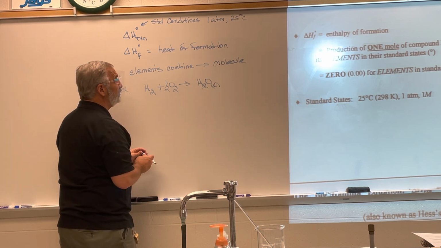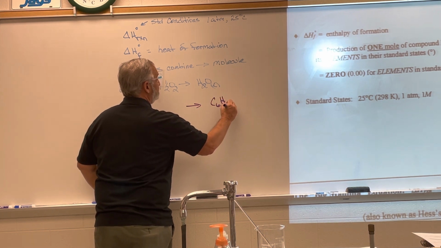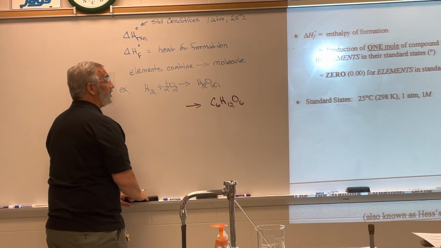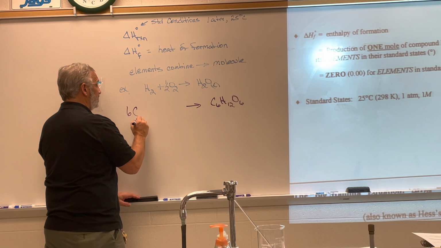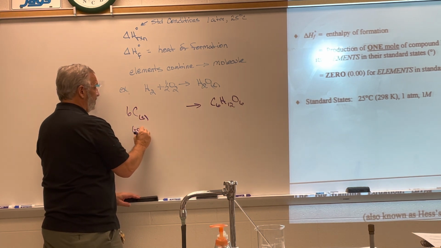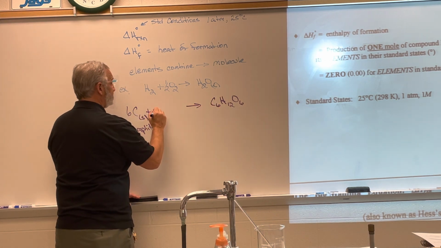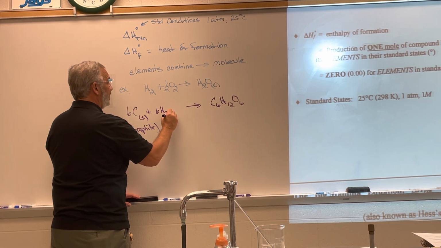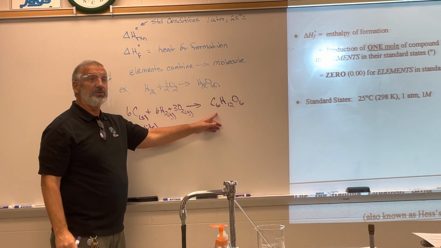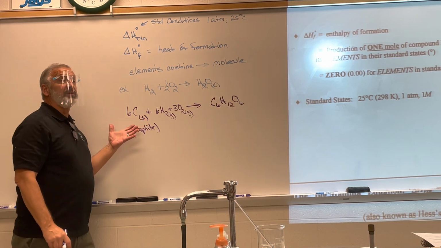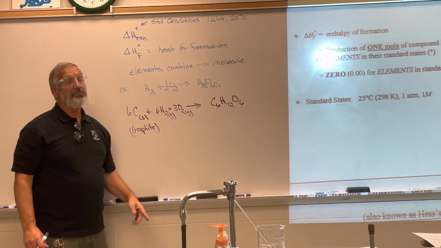Okay, so for glucose, C6H12O6. To make one of these, we're going to need 6 carbons. And by the way, the natural form of carbon is graphite. Plus, we're going to need 6 hydrogen gases. And we're going to need 3 oxygen gases to combine to make 1 glucose. So the heat of formation of this is how much energy is released when that's formed.